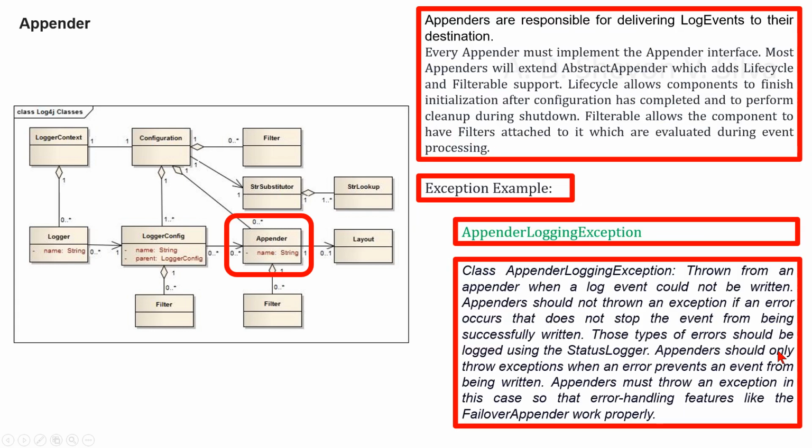As an exception example, we can consider the class AppenderLoggingException, thrown from an appender when a log event could not be written. An appender should not throw an exception if an error occurs that does not stop the event from being successfully written. Those types of errors should be logged using the status logger. Appenders should only throw exceptions when an error prevents an event from being written, so that error handling features like the failover appender work properly.